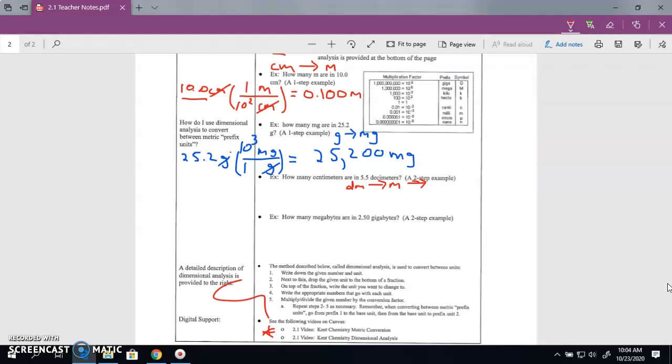Okay, so here we're going to go to centimeters. Now I notice that the unit deci is not up here. Deci would actually be right above the C for centimeters, so over here I'm going to put D, and a decimeter would be, it's an equal sign, 10 to the minus 1 base unit. Okay, so we're going to need that conversion factor that I wrote in right there. Okay, so we always start by writing down the given number and unit, 5.5 decimeters.